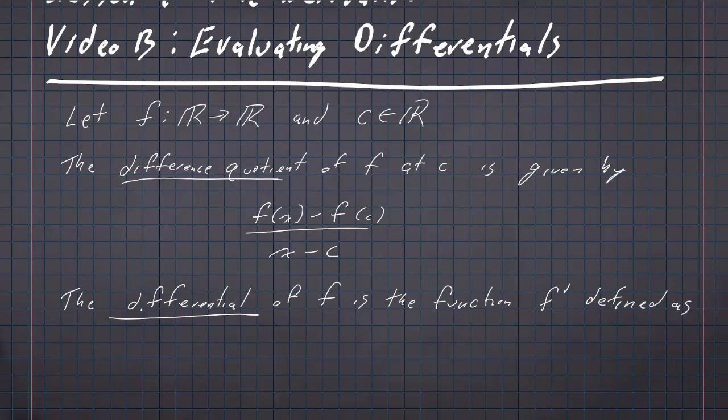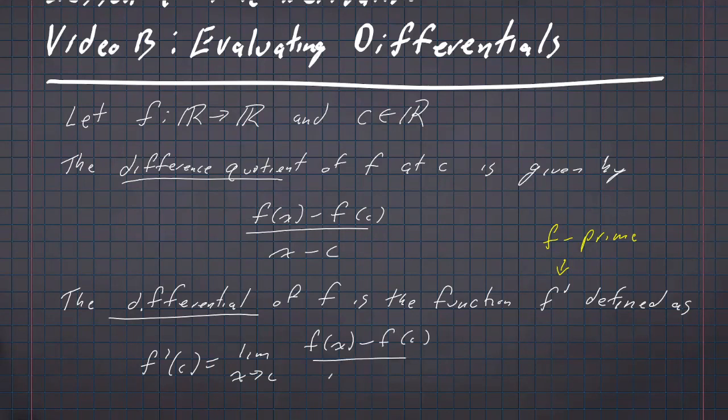The differential of f is a new function, which we call f prime. So it's f with an apostrophe after it, which is read as f prime. And we define f prime at a point c as: f prime of c is the limit as x approaches c of the difference quotient, f of x minus f of c all over x minus c.